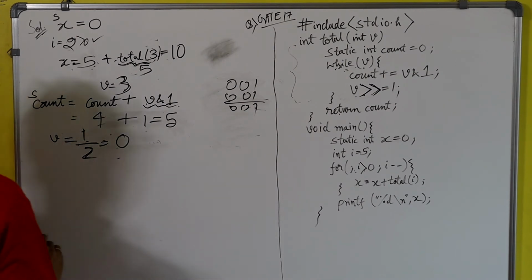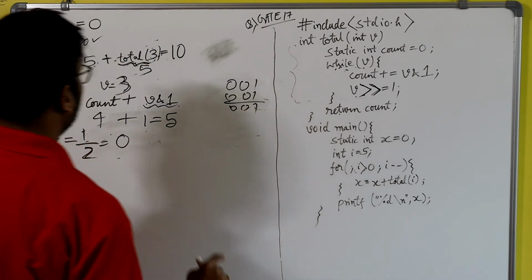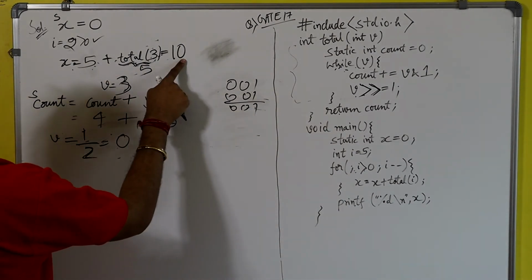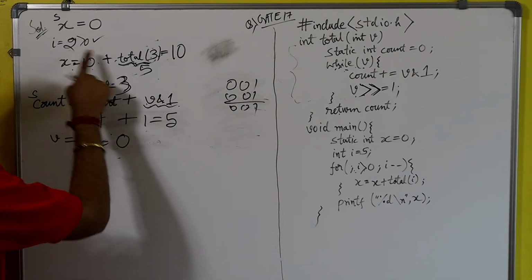Okay. So now again this line will be executed. x is equal to x plus total of I. So what is the value of x? The value of x is 10. So x is equal to 10 plus total of I. What is the value of I? The value of I is 2.